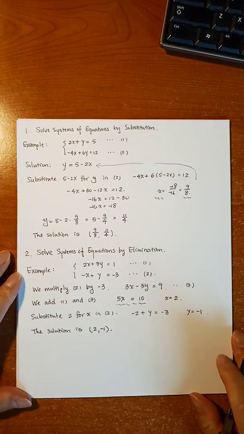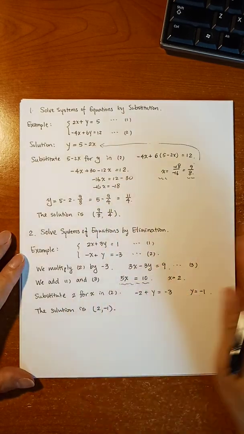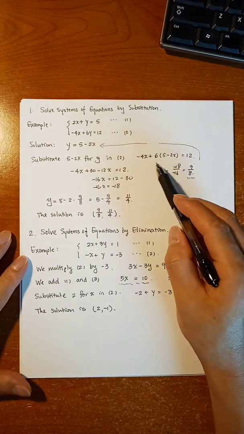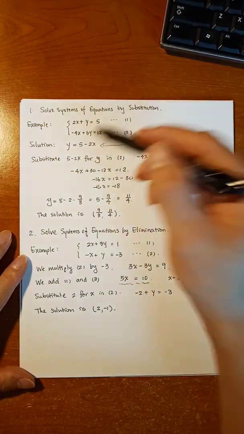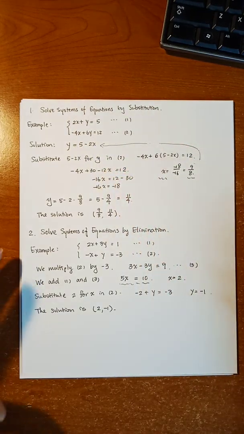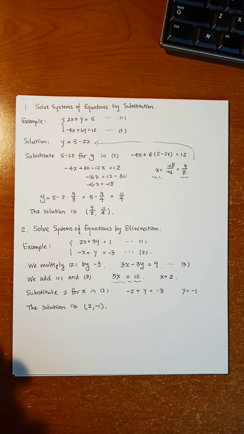This is elimination because in the first step, we eliminate y. We just cancel them. Here, we also eliminate y, but we do substitution. We replace y by its formula, by its relation with x. So that's the second method, the elimination method.